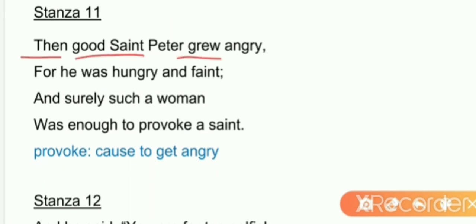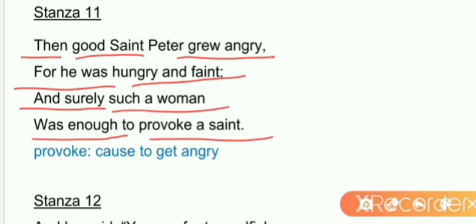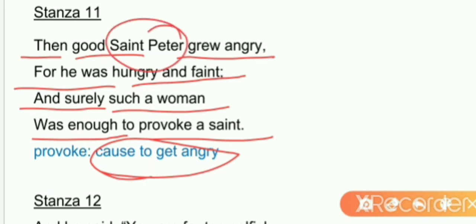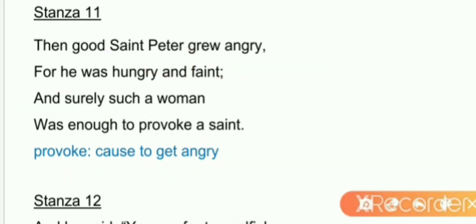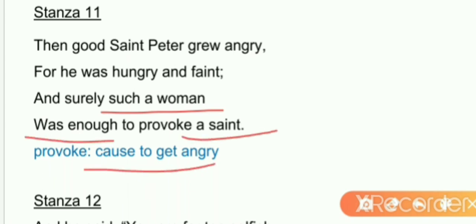Then good Saint Peter grew angry, for he was hungry and faint, and surely such a woman was enough to provoke a saint. Provoke means cause to get angry, to make someone angry. Now the poet says that the disciple, Saint Peter, disciple of Jesus Christ, became angry, for he was hungry and faint. Because he was hungry, he had eaten nothing for a few days, and faint means he was becoming weaker. And surely such a woman, और इस तरह की वुमन जो उसको केक नहीं देना चाहती थी, was enough to provoke a saint. एक सेंट का, एक रिलीजियस मैन का गुस्सा बढ़ाने के लिए वो वुमन काफी थी.